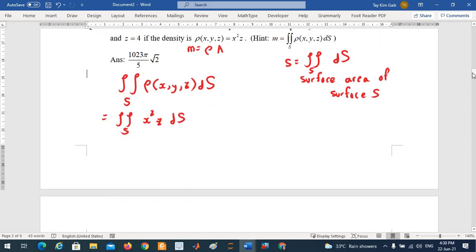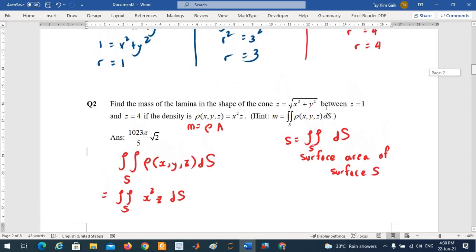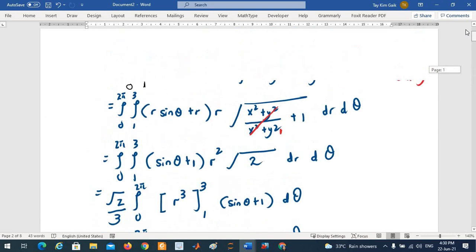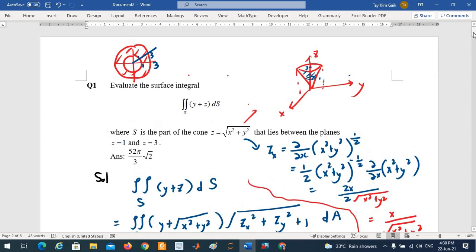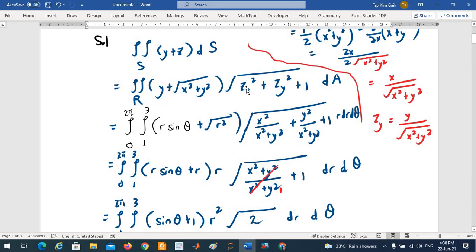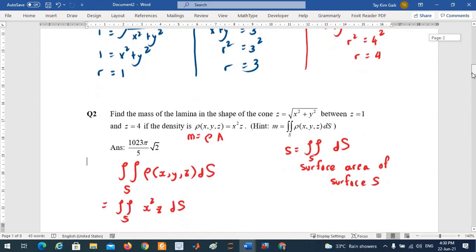Okay, so again the z, you have to replace by square root x squared plus y squared. And I think the z_x, z_y we obtained in question 1 already, the same because it is the same cone equation. So you can refer back, z_x is x over square root x squared plus y squared, z_y is y over square root x squared plus y squared, and then square root z_x squared plus z_y squared plus 1 dA. When you simplify, you have square root 2. Because question 1 and question 2 are similar.